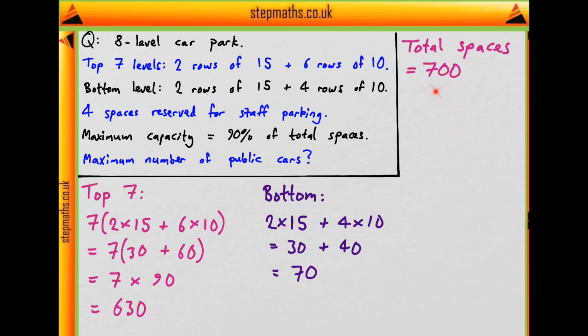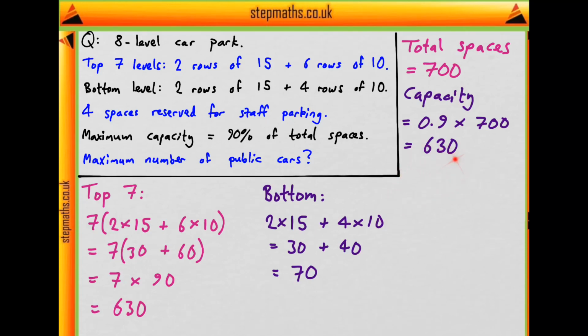Now, we're told that the maximum capacity is 90% of the total number of spaces. So let's work out this 90% before we worry about the staff parking, because the capacity isn't affected by whether the parking is public or staff. So what's 90% of 700? So we need to multiply it by 0.9, or we could just think about it as subtracting 10%. We know 10% of 700 is 70, so 700 minus 70 is 630.